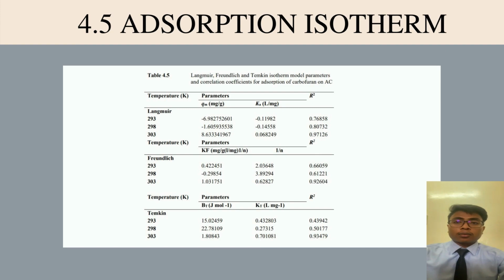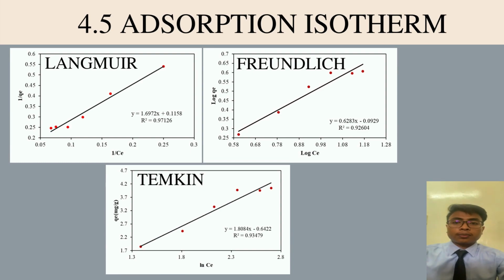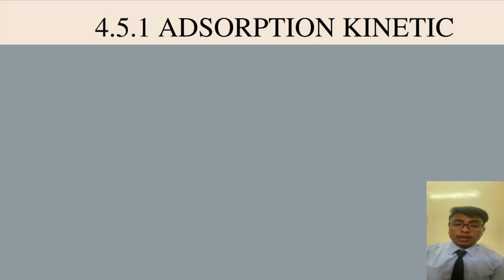Next is adsorption isotherm. Adsorption isotherms were calculated by using three isotherm models: Langmuir, Freundlich, and Temkin. This research followed the Langmuir model as it has the highest correlation coefficient. Table 4.1 shows the monolayer adsorption capabilities based on the Langmuir model, as well as the constant and correlation coefficient for the three adsorptives at 20, 25, and 30 degrees Celsius. The Langmuir model provides the best fit at 30 degrees Celsius since the correlation coefficient, or R square, values were relatively high, 0.97, confirming that the Langmuir adsorptive was suitable for carbofuran adsorption on activated carbon under the stated conditions.